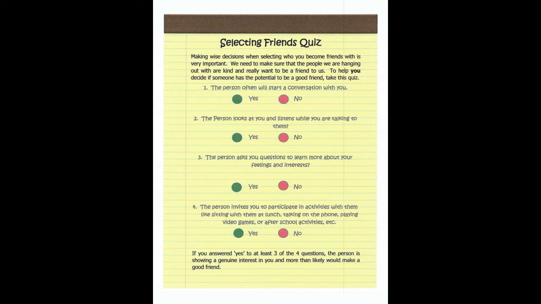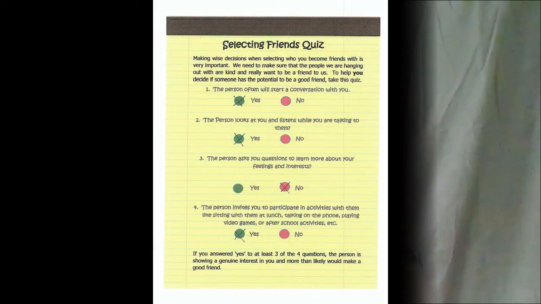Once the student has determined which of the three choices would be the most likely potential friend, they will then be given a selecting friends quiz. This quiz has 4 questions with yes or no answers. If their potential choice scored at least a 3 out of 4 on this selecting friends quiz, then the student will determine if this is a friendship worth pursuing and feel confident in choosing to sit with them during lunch and discuss arranging.